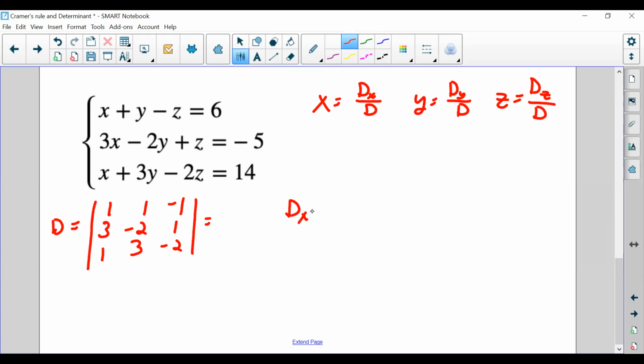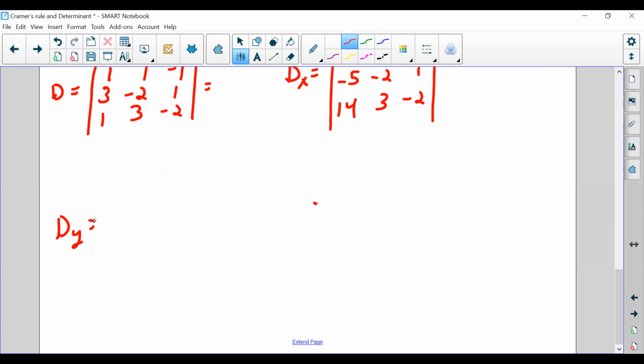Then I need to find d sub x. Tell me what this matrix would be. What would be the first row of this matrix? 6. Okay, first column then: 6, negative 5, 14. Second column: 1, negative 2, 3. And last column: negative 2. Okay, so you're going to do that.